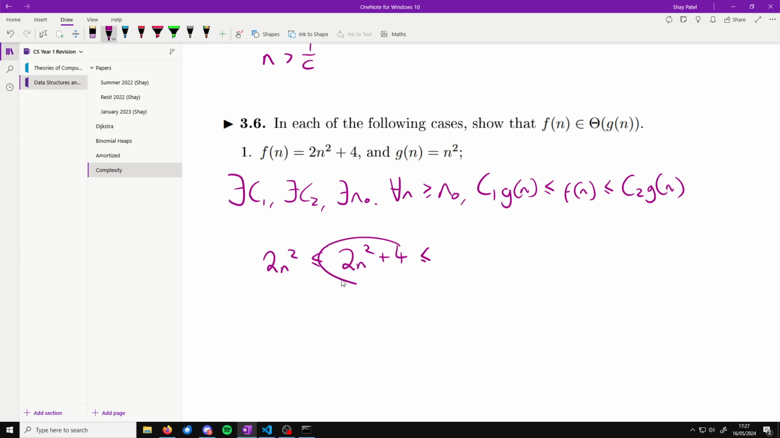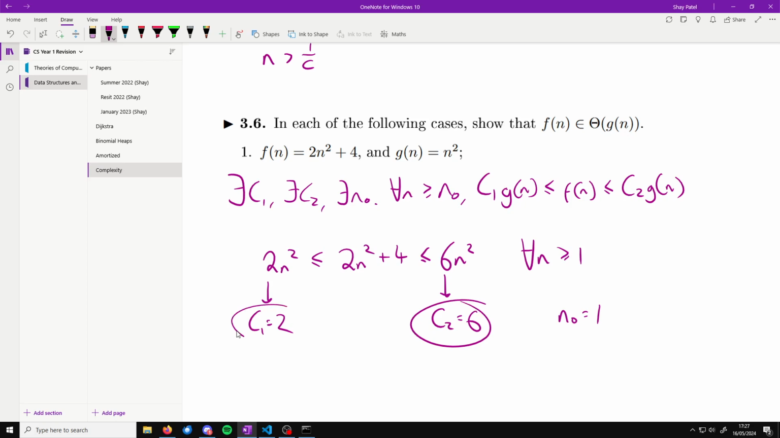And to get an upper bound, we can use the same method we used with big O. So add the coefficients. Something like 6n squared is always going to be greater than this for all values of n greater than or equal to 1. Hopefully you can also see why that holds, because this is always less than or equal to 2n squared plus 4n squared for all values of n greater than or equal to 1. So we found a lower bound, we found an upper bound. Our c1 can just be 2, our c2 can just be 6, and our n0 would just be 1.